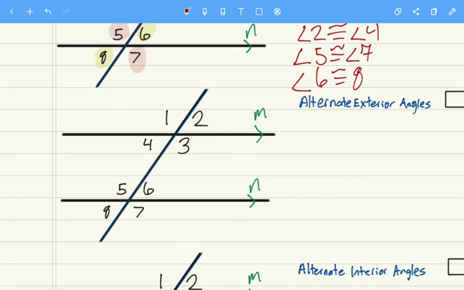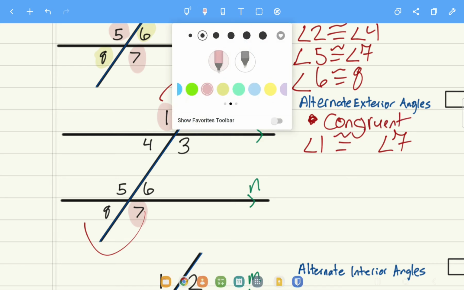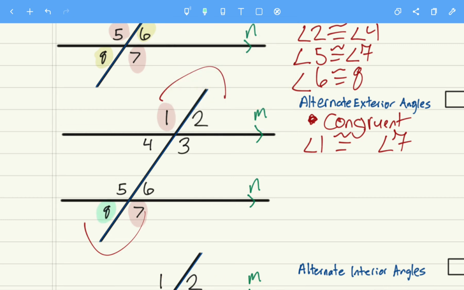Our next term is alternate exterior angles. Alternate means different sides. Exterior means outside. So we are looking at the outside angles. Alternate exterior would be on the opposite sides. So angles 1 and 7. These are congruent as well. So angles 1 and 7 are congruent, and angles 8 and 2 are congruent.